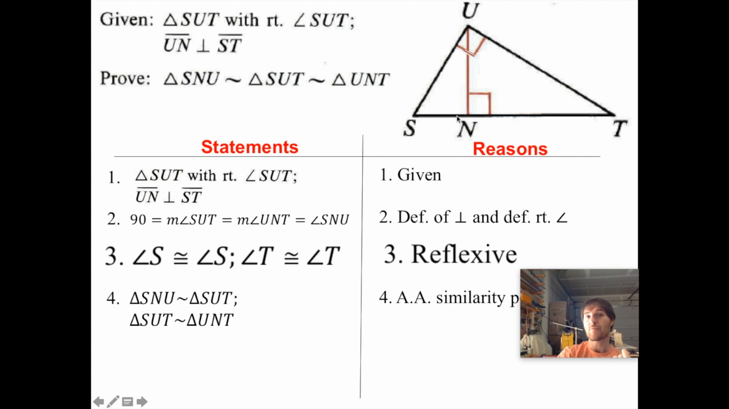But we also said that that right angle is congruent to that right angle. We did that in step 2. We said the measurements are equal. That's good enough here. So good to go there, AA.